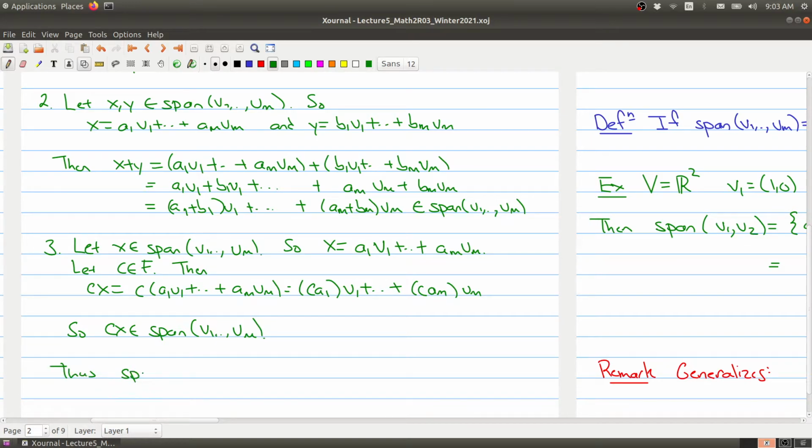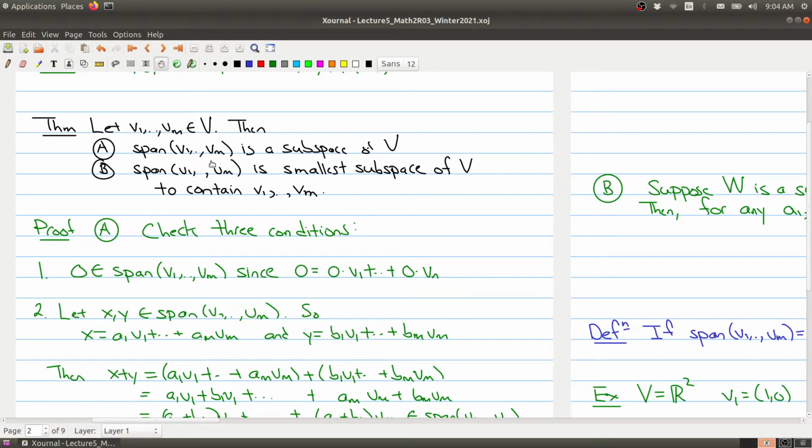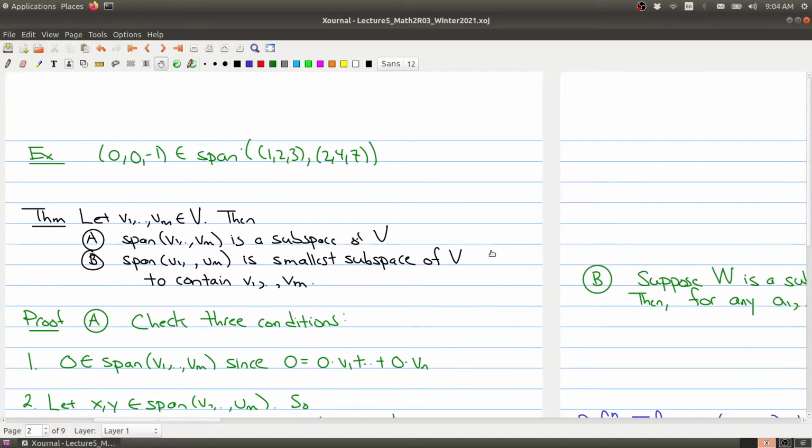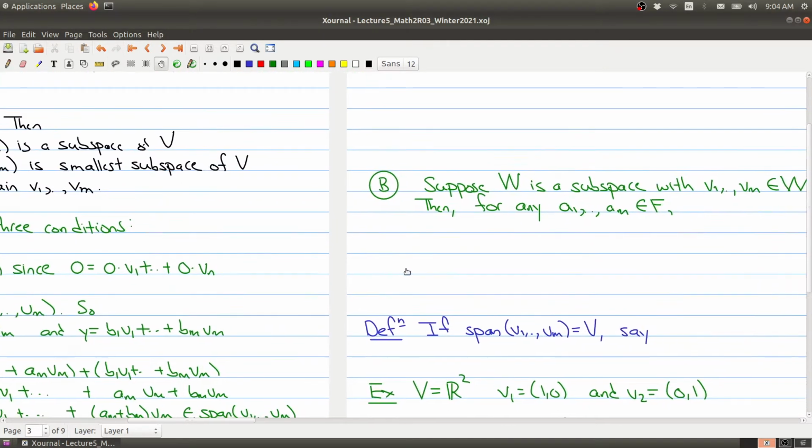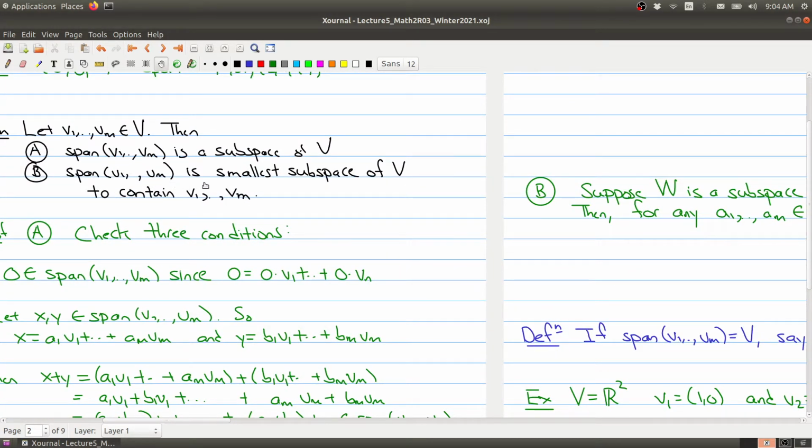So thus the span of v1 through vm is a subspace because we've shown that it satisfies the three criteria for being a subspace. So here we've proved condition A, that the span of any vectors is a subspace of the vector space. But what about the second condition, that the span of v1 through vm is the smallest subspace of V to contain the vectors v1 through vm?